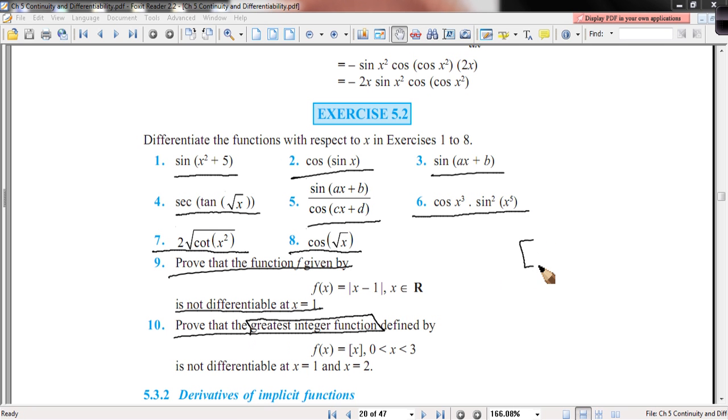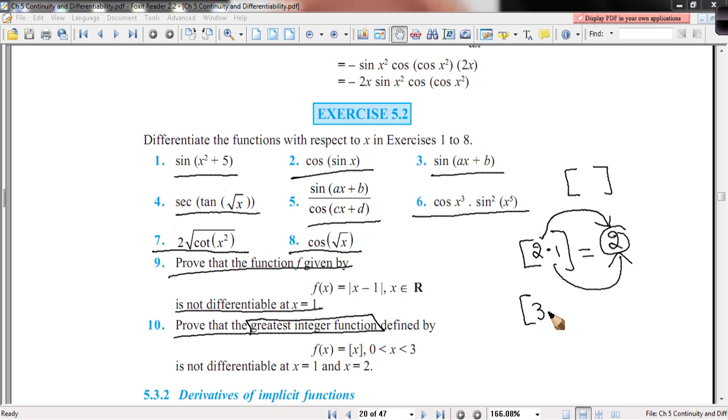Suppose I want to find the greatest integer function of 2.1. Generally the greatest integer function is defined by this symbol. The output of the greatest integer function would be 2. Means this is a number which should be less than this number, it should be an integer, and the greatest of all the integers that are less than 2.1.